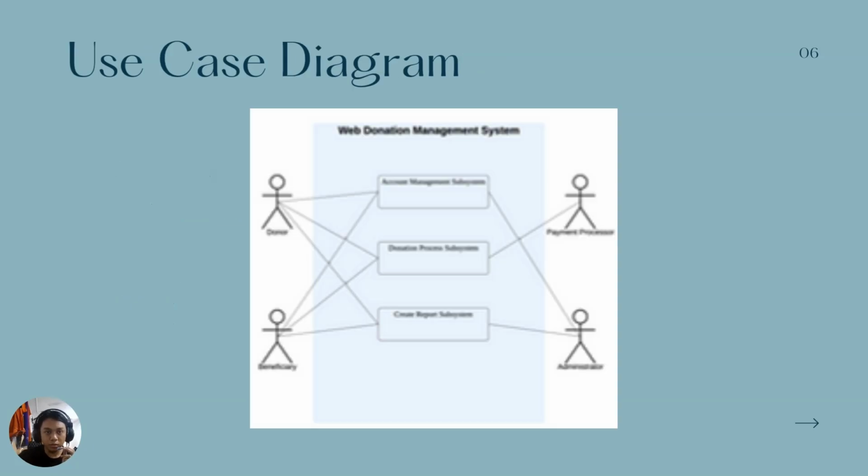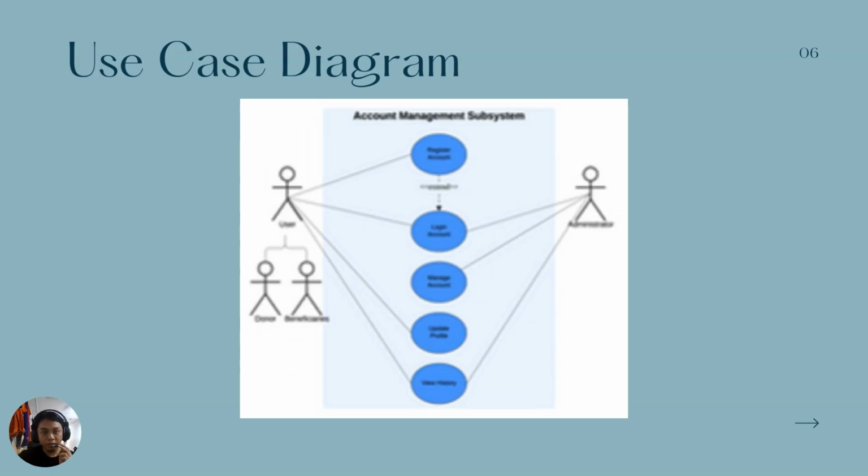Okay, so the next one we have the use case diagram. So here for the overall system we will have three subsystems. We have the account management subsystem, the donation process subsystem, and the create report subsystem. In the account management subsystem, we have the user, which consists of donor and beneficiaries. Then we have the administrator. In this case, there will be the register account. The user will register account.